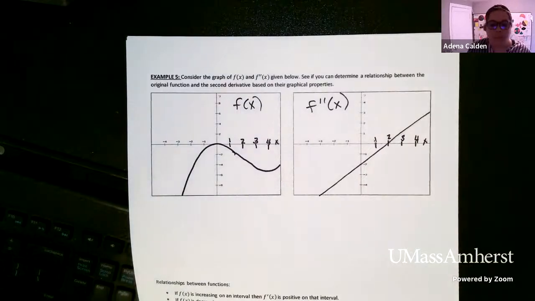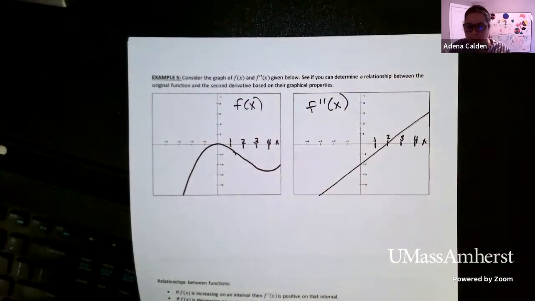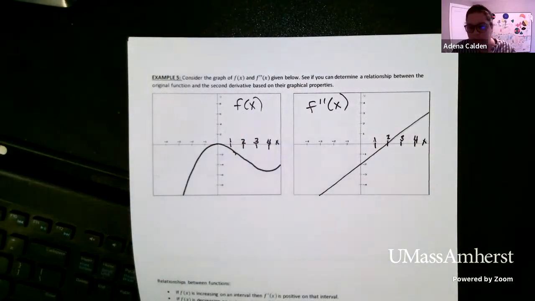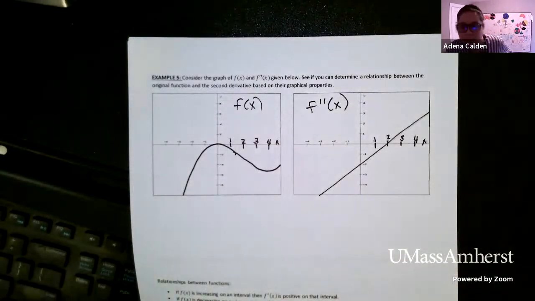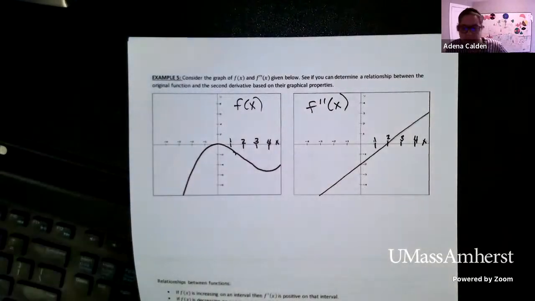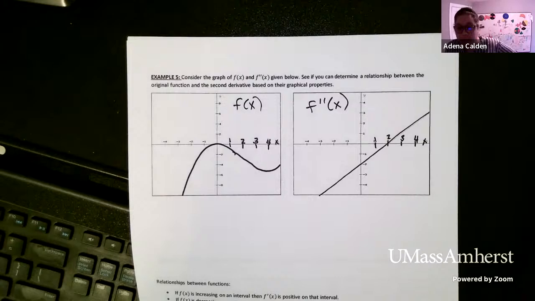So what we need to do is we need to think about if there's a relationship between some property of the original function and the second derivative. That's sort of our mathematician goal here, right here. So what I'd like you to do is just take a minute and really think about how we might be able to relate these two things.